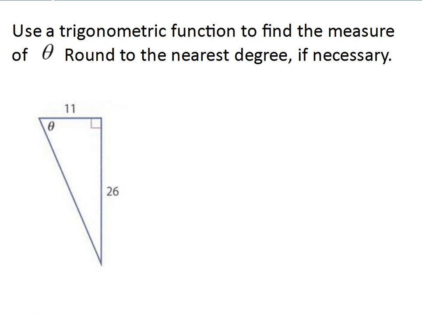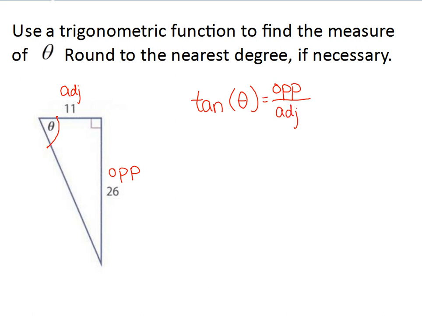So if we look at this example, here's my theta. The 26 is across from that angle, so that's the opposite. Between the angle and the 90 is the adjacent. Which trig function uses opposite and adjacent? That will be tangent. So when we fill this in, we're going to be left with the tangent of theta is equal to our opposite side over our adjacent side. We're looking for our angle. We want to take just that tangent to the other side, so we're going to use the inverse.